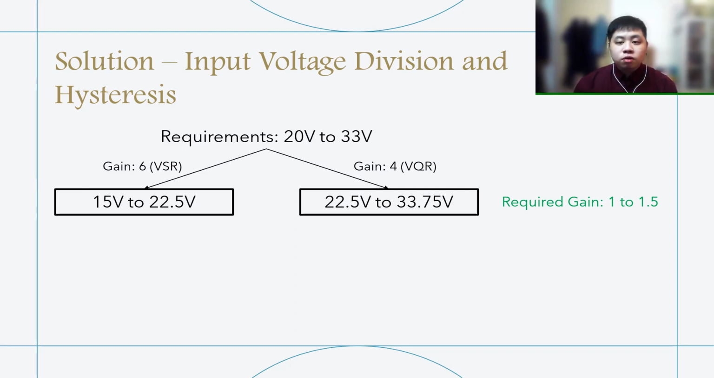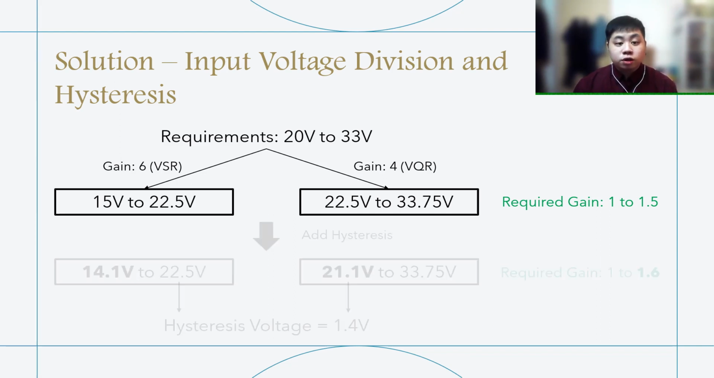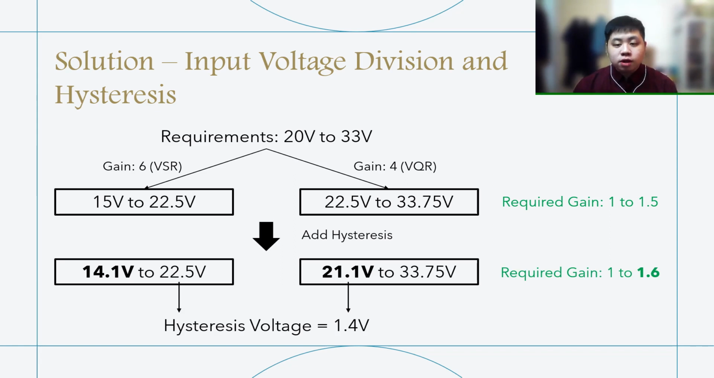From here, we can see the input voltage boundary at 22.5 volts, where we will have to switch between the MMR modes. And to reduce switching modes back and forth at the boundary, hysteresis is introduced by over-designing the required gain in each section.